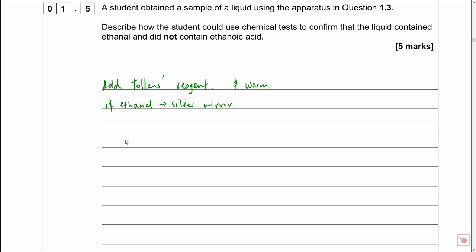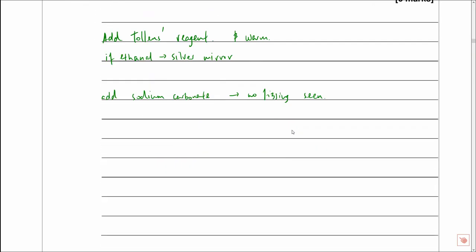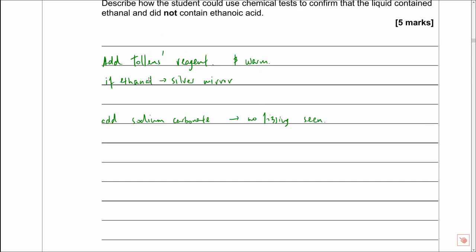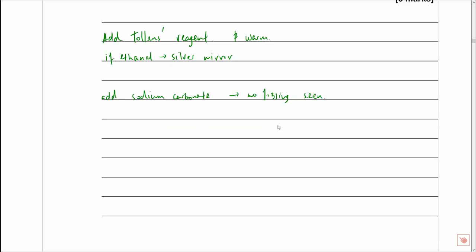And then, so not ethanoic acid, so we would add sodium carbonate, named metal carbonate. No fizzing seen. That is a ridiculously easy five marks. Look at all that space. It's a joke. You're done. Tollens reagent and warm, ethanol would give you a silver mirror. Add sodium carbonate, you'd get no fizz in there. Really, really easy. Lovely job.